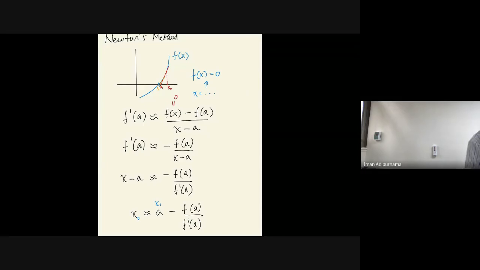Let me write this. Oh, sorry, it's not x0. It should be x1, and the a should be x0. Sorry. So this is x0. This is, wait, x1. And then maybe you have another x2. So x2 will be x1 minus f of x1 over f prime of x1. Maybe x3.